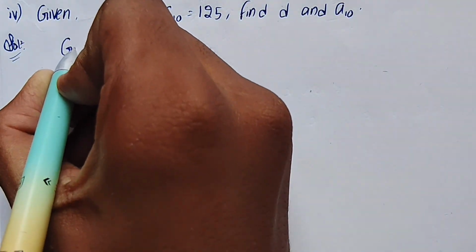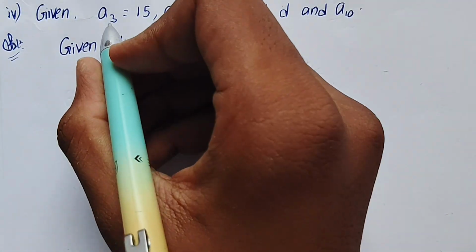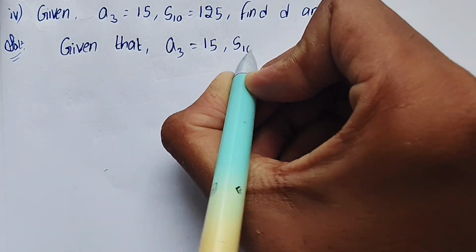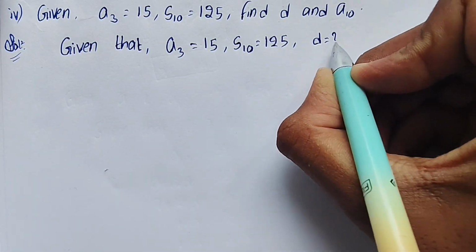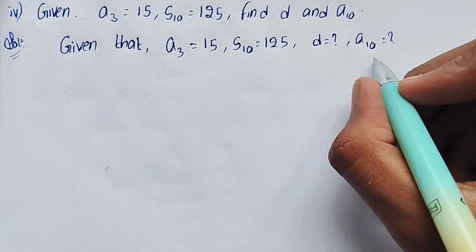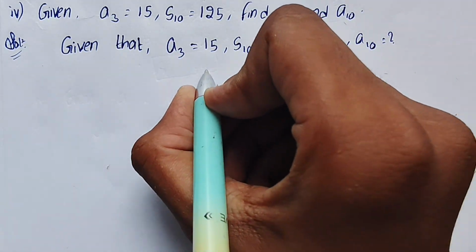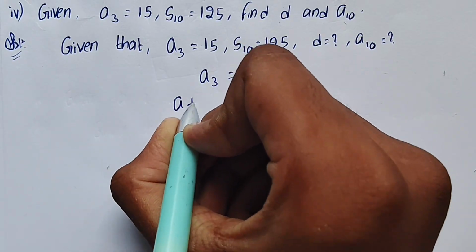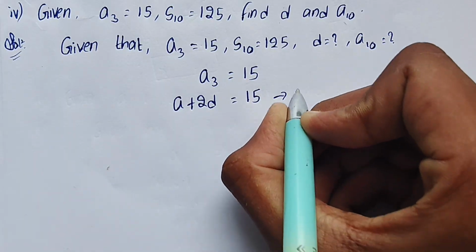In this problem, we are given A3 equals 15 and S10, the sum of 10 terms, equals 125. The value of d we don't know, and A10 also we don't know. He asked us to find the value of d and A10. So first I am taking A3 equals 15. A3 can be written as a plus 2d equals 15. I am taking it as equation 1.